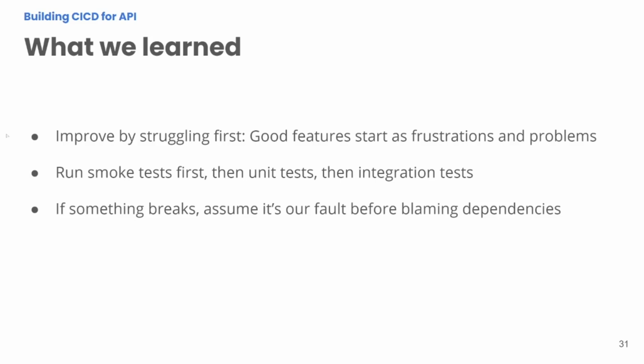Lesson 3, if something breaks, check if it's our fault first before checking dependencies. At one point, we spent a lot of time trying to debug why deployment didn't trigger automatically because the secrets weren't being encrypted. We checked which of our dependencies were updated, and we were too quick to blame other projects for breaking our pipeline. But this should rarely be the case.